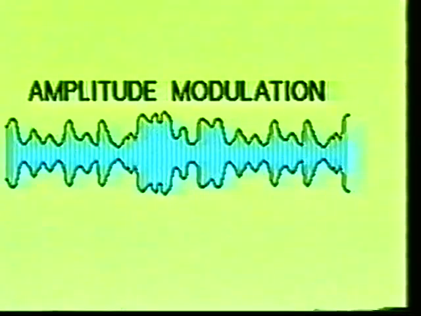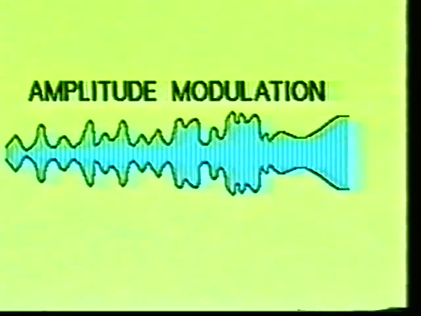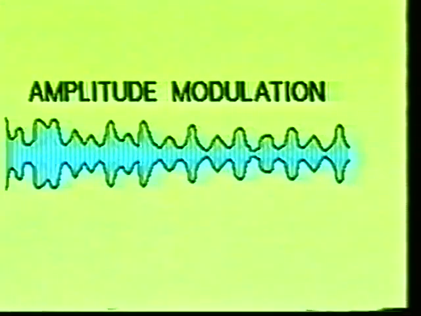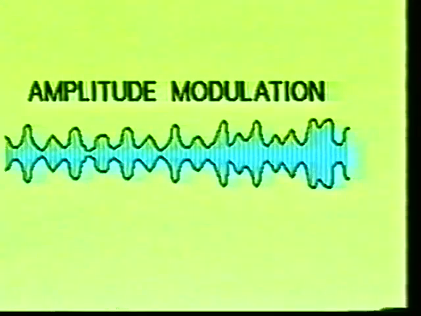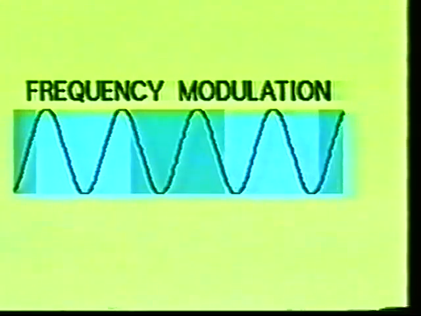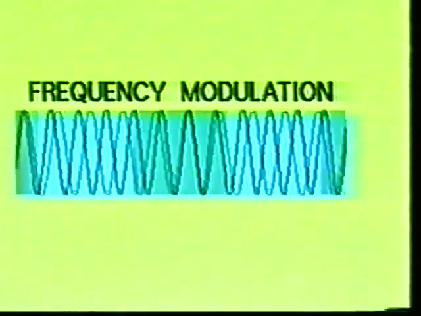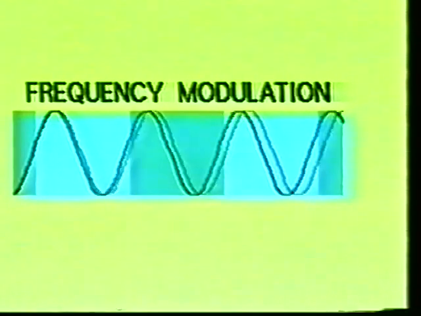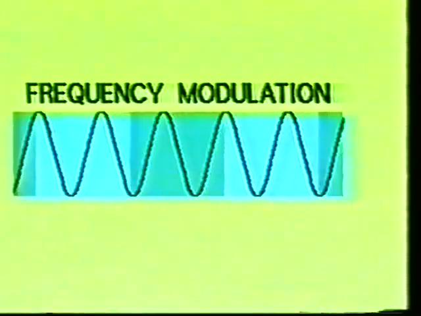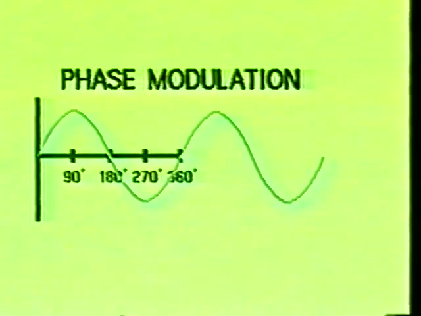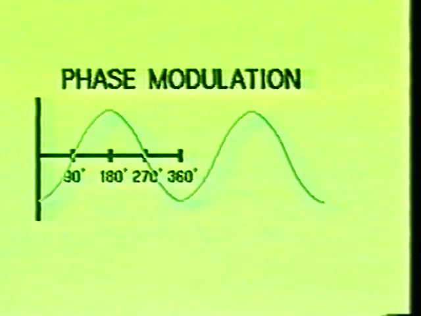By varying the amplitude of the transmitter output, you can create an amplitude-modulated waveform. This form of modulation is most often referred to as AM. In the same respect, by varying the frequency of the transmitter output, you can create a frequency-modulated waveform. This form of modulation is most often referred to as FM. Or by varying the phase of the transmitted output, you can create a phase-modulated waveform. This form of modulation is most often referred to as PM.